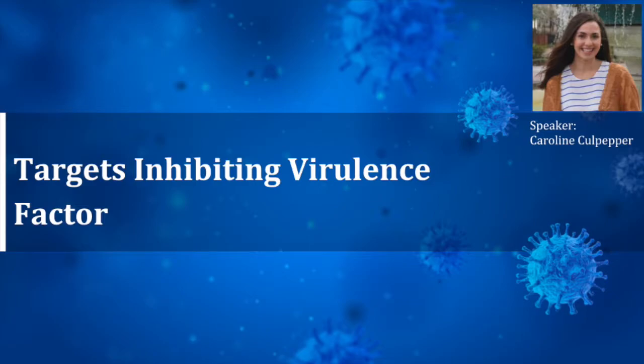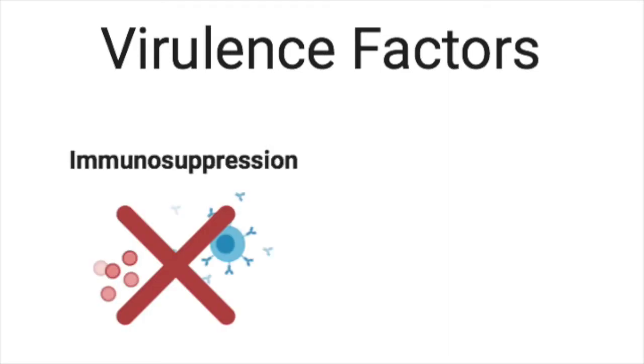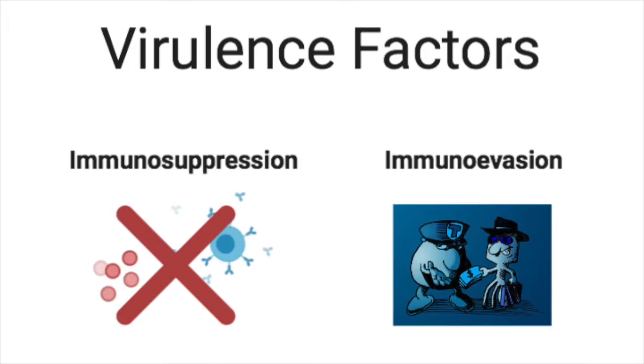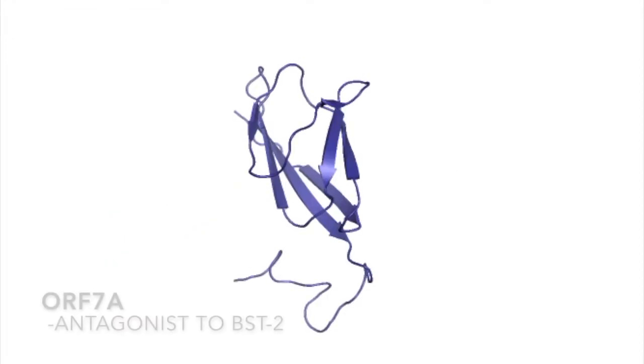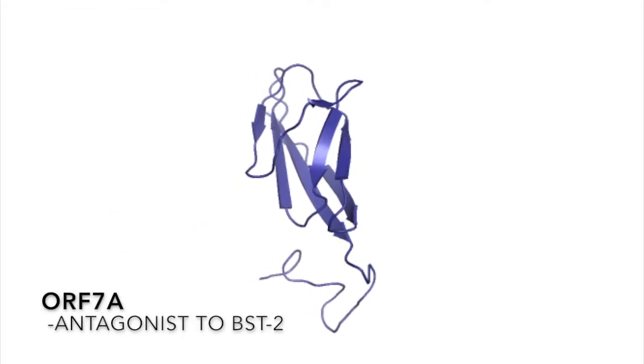The first category of targets are virulence factors. Virulence factors are produced by viruses for two main reasons: immunosuppression, which interferes with the host's innate immunity, and immunoevasion, which allows the virus to go undetected by the host's immune system. One of the COVID-19 virulence factors is ORF7A.